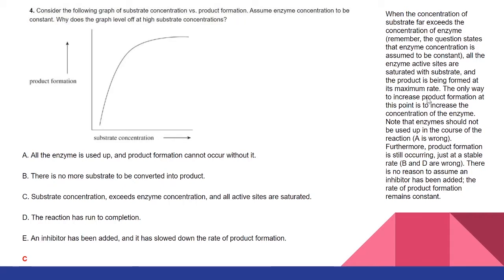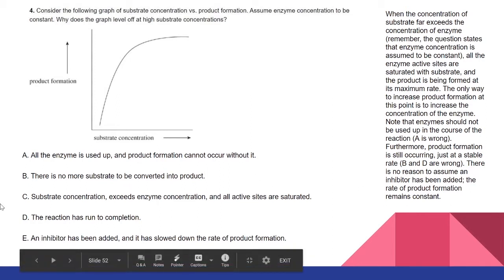The only way to increase product formation at this point is to increase the concentration of the enzyme. Note that enzymes should not be used up in the course of a reaction, so A is wrong. Furthermore, product formation is still occurring, just at a stable rate. So B and D are also wrong. There is no reason to assume an inhibitor has been added. The rate of product formation remains constant. Therefore, the answer is C.